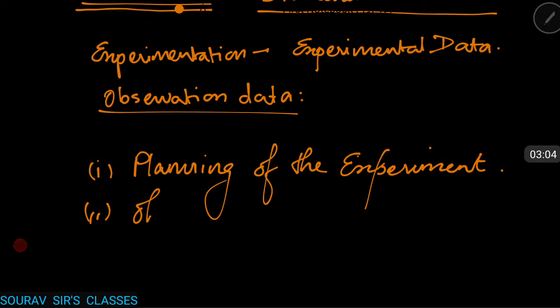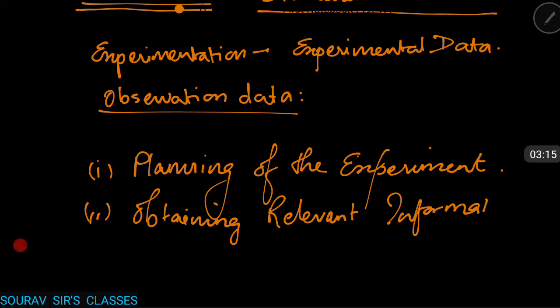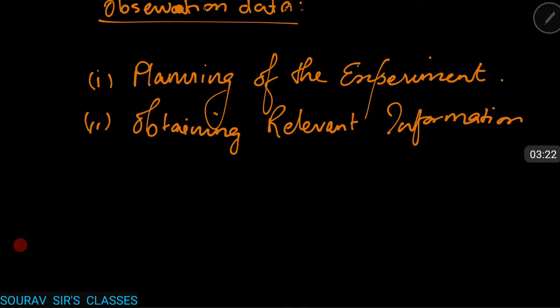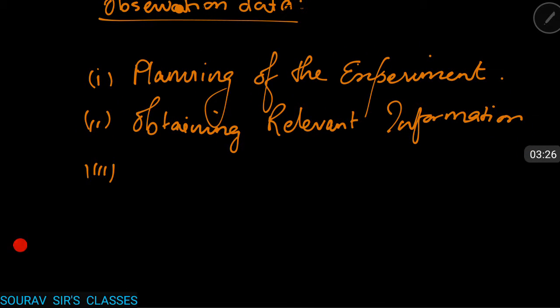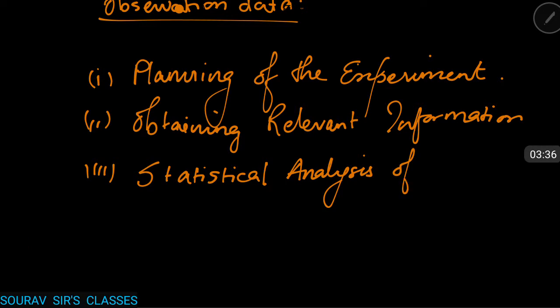Number 2, obtaining relevant information from it regarding the statistical hypothesis under the study. And number 3, making a statistical analysis of the data. Experience has shown that proper consideration of the statistical analysis before the experiment is conducted forces the experimenter to plan more carefully the design of the experiment.